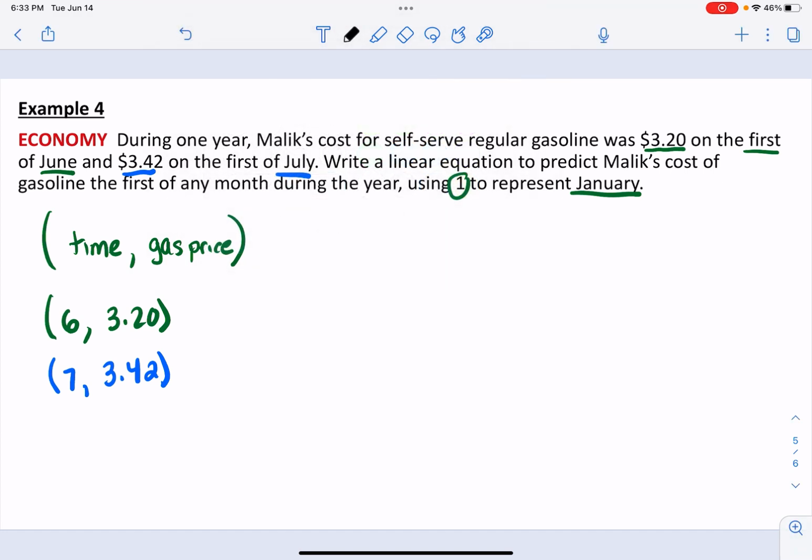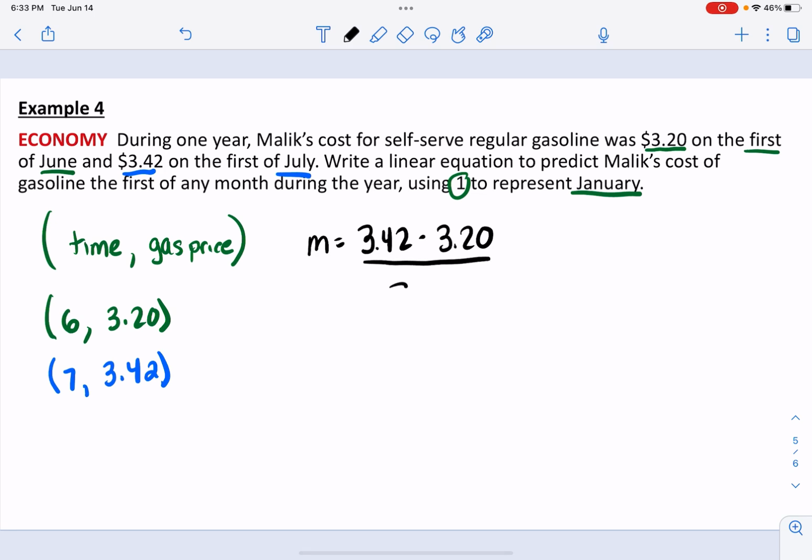Okay, remember to write the equation of the line, we do slope. So y2, 3.42 minus 3.20 over 7 minus 6. The denominator's easy. I'm going to use my calculator for the numerator, just so I don't make a mistake. And I want it to be as exact as possible, and that wasn't too many decimal places, so I'm going to give myself all those decimal places. So that's my slope.